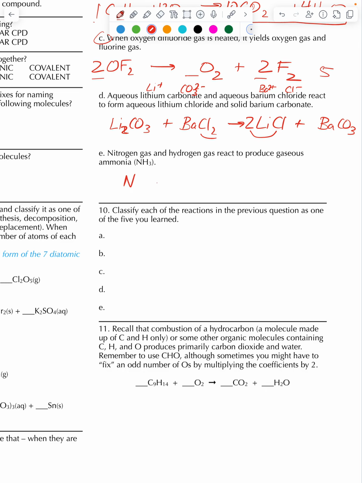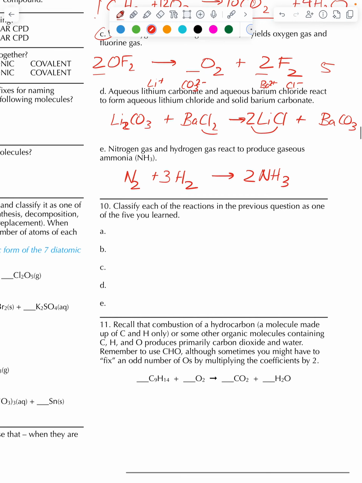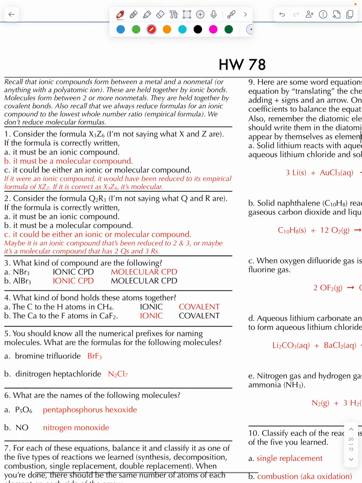Nitrogen gas reacts with hydrogen gas to produce ammonia. Is that right? No. Okay, so we're going to need a 3 here and a 2 there. Sum of coefficients, 6. Okay.